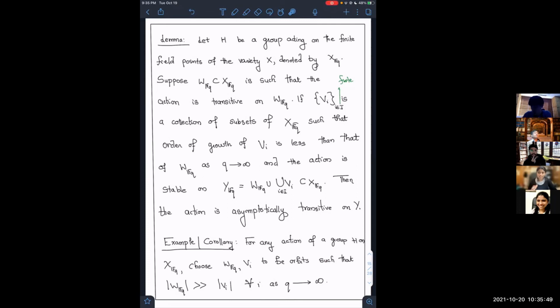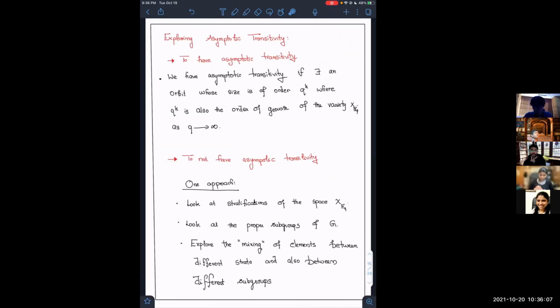So if you're given an action, how can you construct a subset on which it is asymptotically transitive, right? But what we want is, looking at the action that we are interested in, to see if it is asymptotically transitive or not. Okay, so how do we look at this asymptotic transitivity?